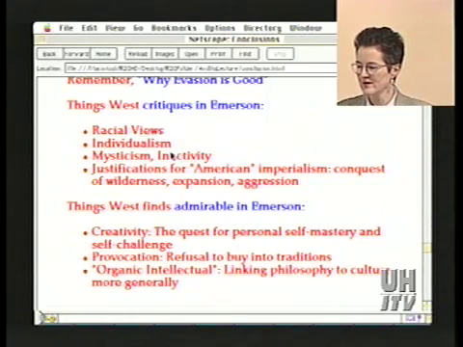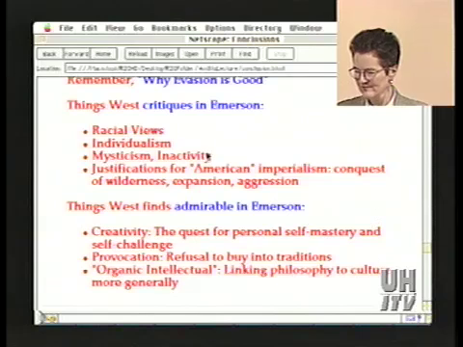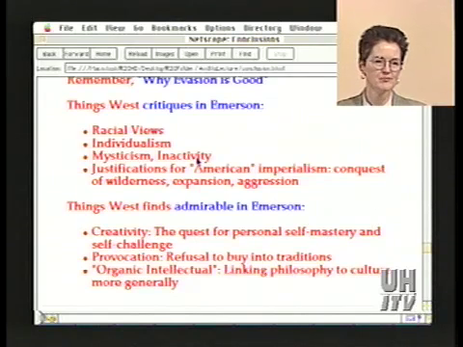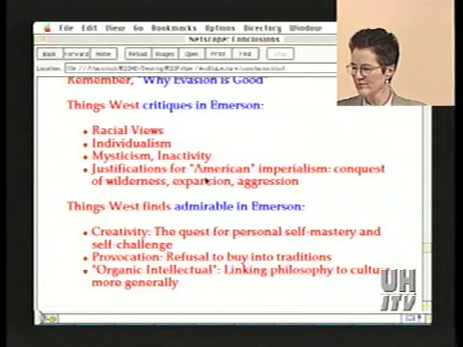It's partly because Emerson cares more about his own individual power and his own individual inspiration by nature that he doesn't care about the collective, about the poor Irish, about the Mexicans who are victims of conquest, the Cherokees being relocated. He doesn't care enough to really do anything to change the situation. And the real worry here is that all of this justifies American imperialism, conquest of the wilderness, expansion, and aggression.